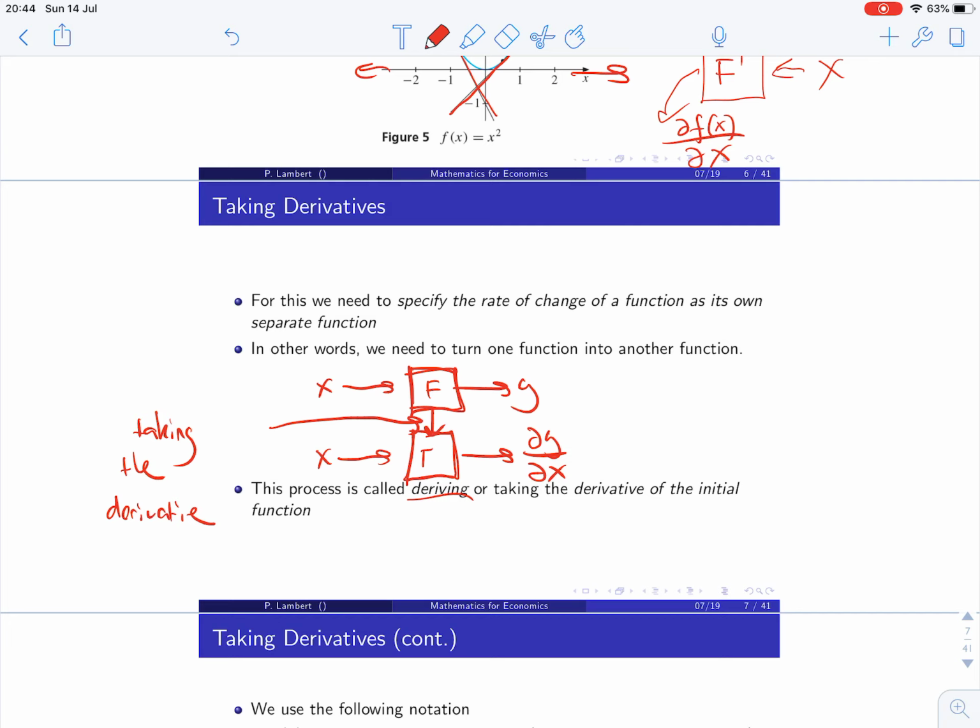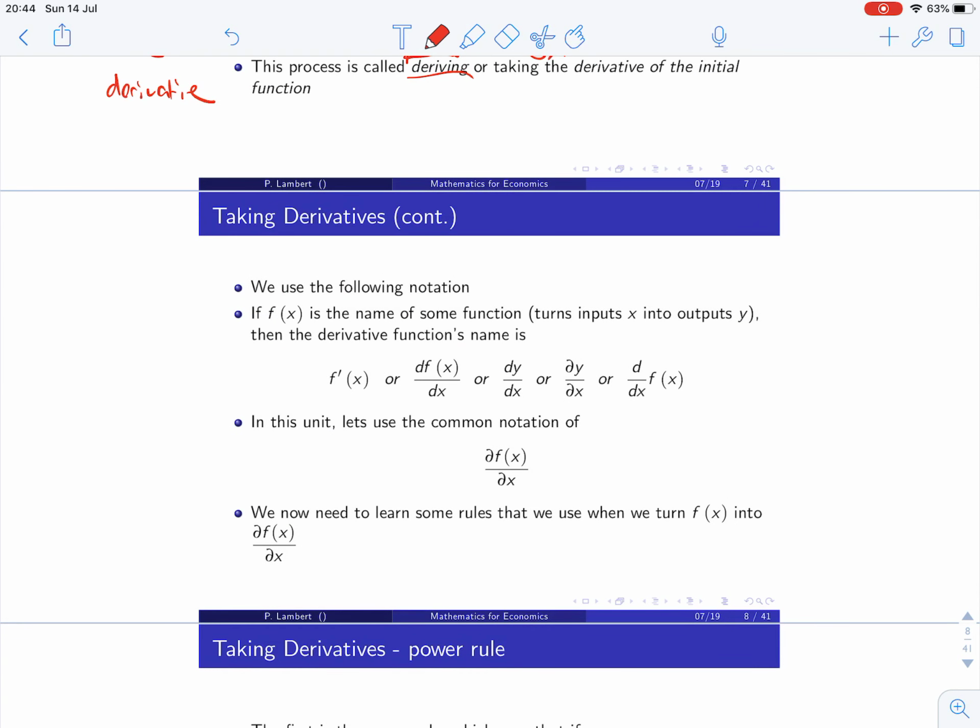Sometimes we denote this as f dash, but we'll talk more about notation in the next slide. When we have a function f, which takes x as its input value and turns it into y an output value, we call the function that takes x in and spits out the rate of change of this function as either f dash x, df dx, dy dx, del y del x.